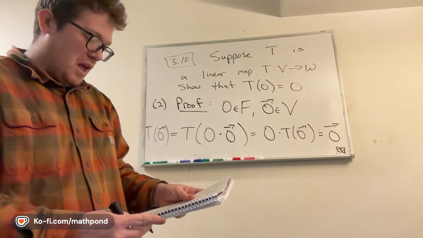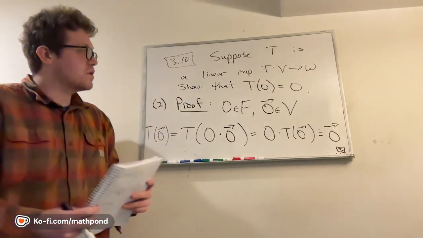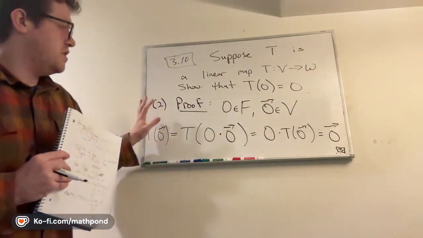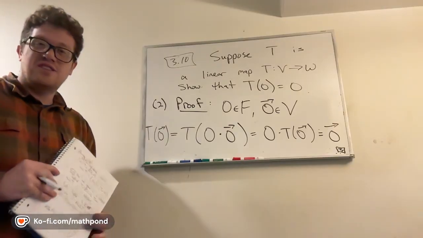Okay. Right, so T of 0 goes to 0. We just proved it 2 different ways. So now it's twice as true, of course, right?